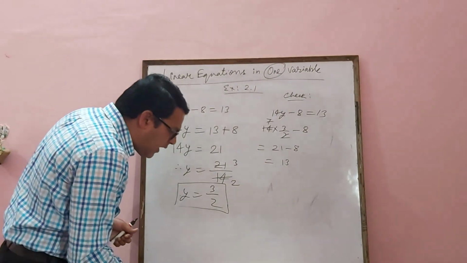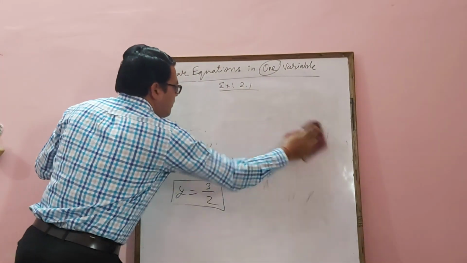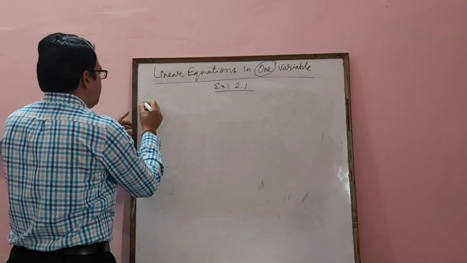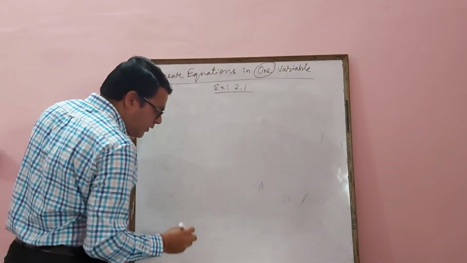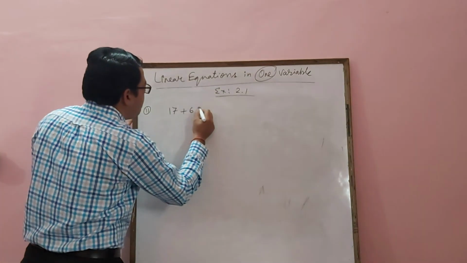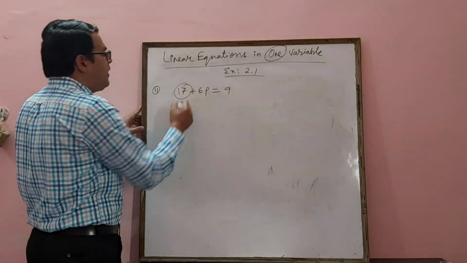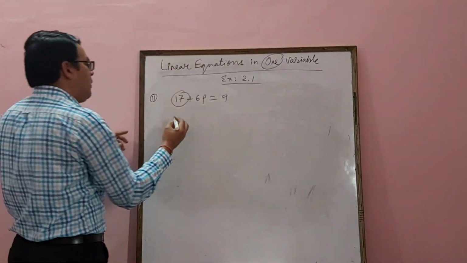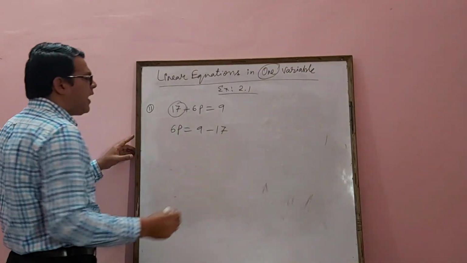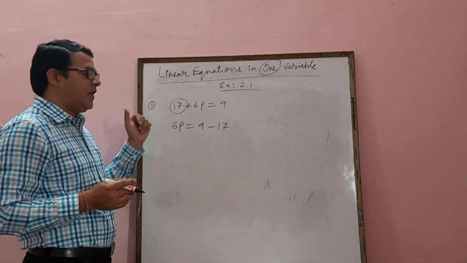One more question is there, guys. I am solving this question. Two questions were there, so I am solving first question number 11. The question is 17 plus 6p equals 9. See, with 6p, 17 is there. It means we have to shift this 17. How can we shift it? We can write it with a minus sign because we know that before this 17 a positive sign is there.